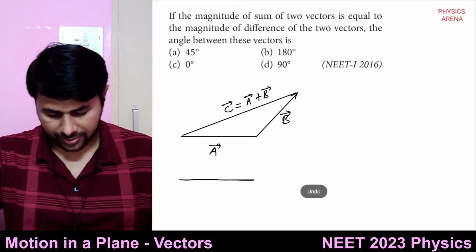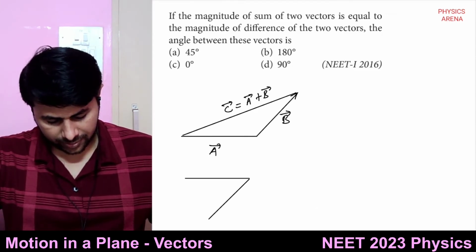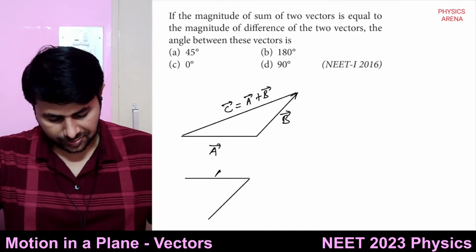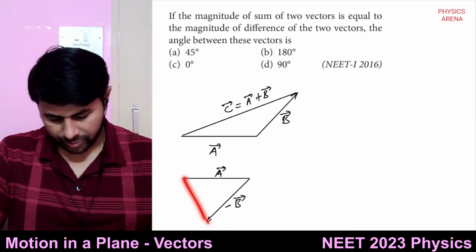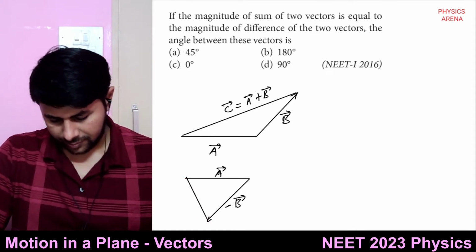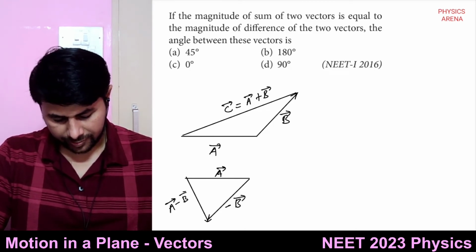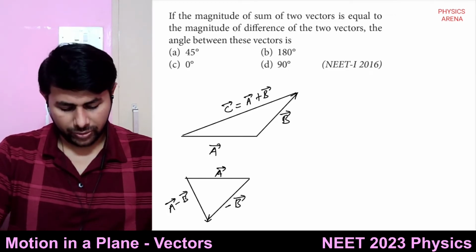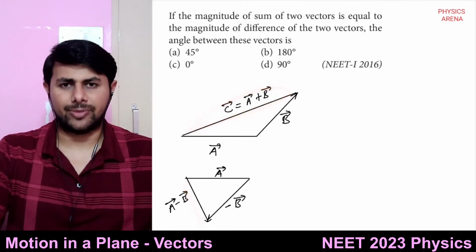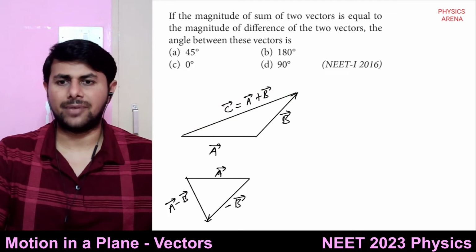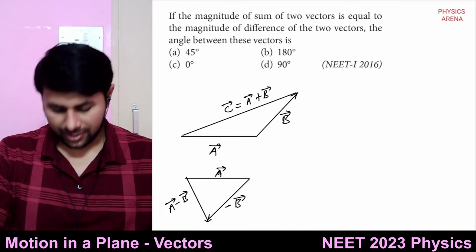This is my A bar. This is my minus B bar. So this much would be the resultant. This is A bar minus B bar, right? So how do I put them such that A bar plus B bar is equal to A bar minus B bar? What should be the angle between A bar and B bar to make that happen? 90 degrees. It must be 90 degrees, right?